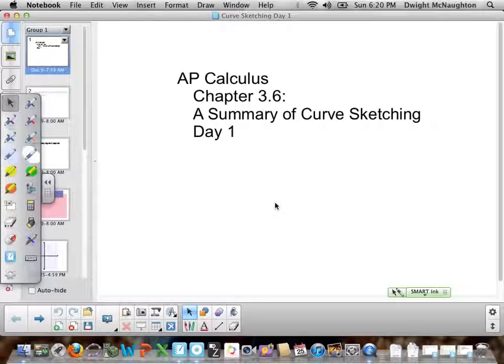Chapter 3.6, a summary of curve sketching day 1. We have been doing lots of stuff leading up to curve sketching. We've been using the first derivative test to see when we're increasing, decreasing. We've been using the second derivative test to check concavity. In pre-calc, we've done x-intercepts, y-intercepts, asymptotes. We're going to put it all together to do some curve sketching now.